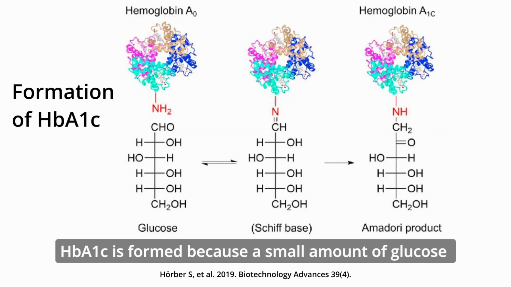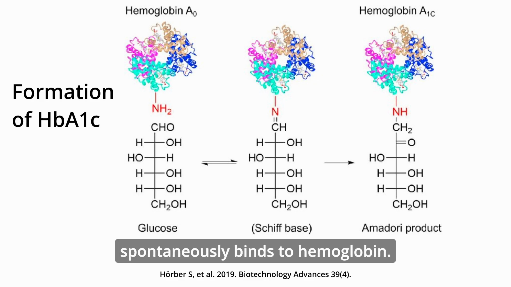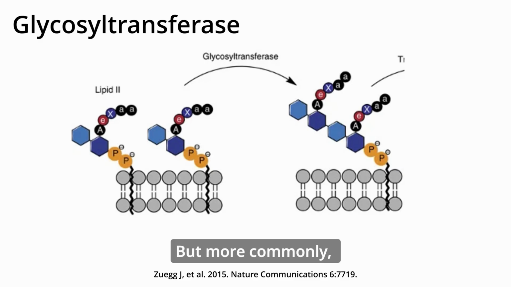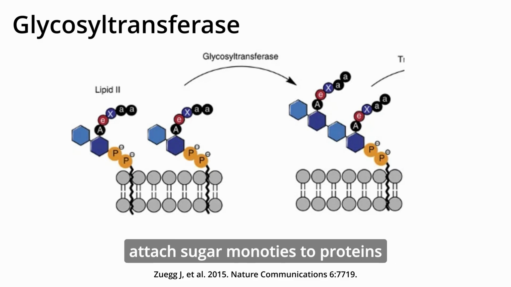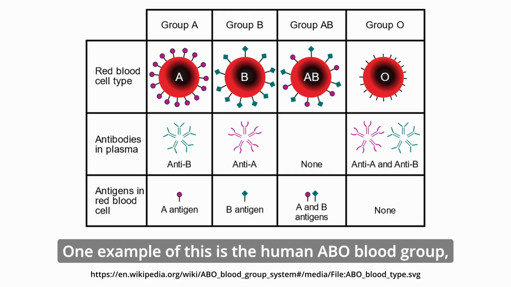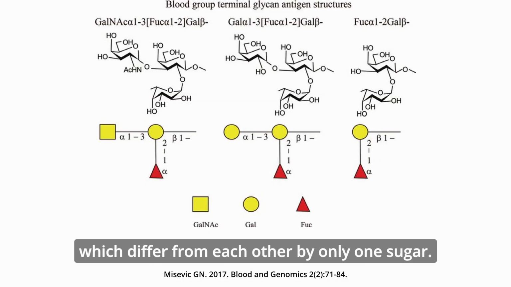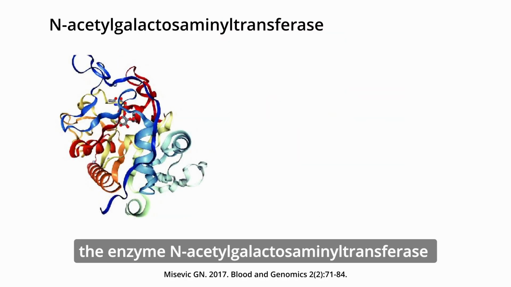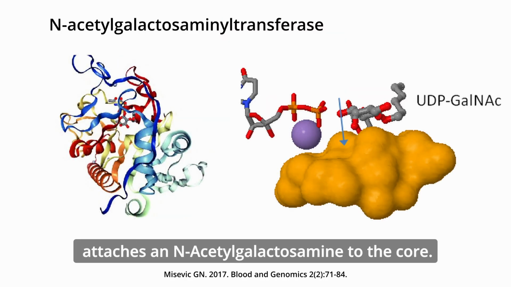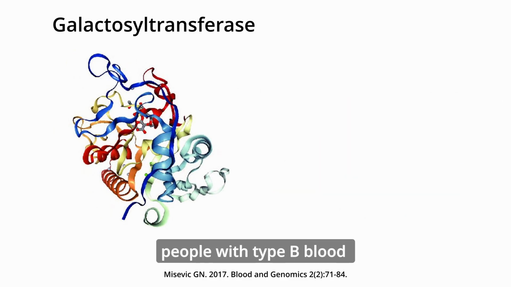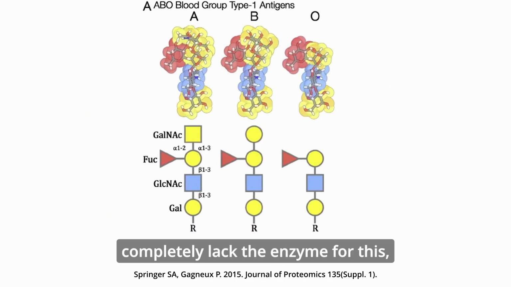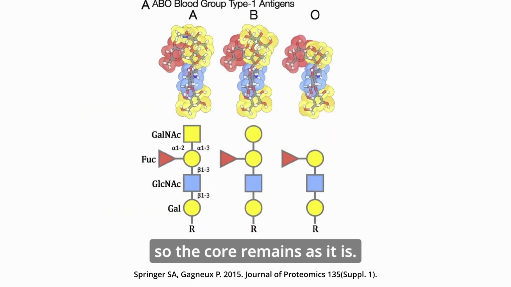HbA1c is formed because a small amount of glucose spontaneously binds to hemoglobin. In this case, we say that the hemoglobin is glycated because there's no enzymes involved. But more commonly, enzymes called glycosyltransferases attach sugar moieties to proteins in the process of glycosylation. One example of this is the human ABO blood group, which differ from each other by only one sugar. All 3 share the same core, but in people with type A blood, the enzyme N-acetylgalactosaminyltransferase attaches an N-acetylgalactosamine to the core. Conversely, people with type B blood have a galactosyltransferase that transfers galactose instead, and people with type O blood completely lack the enzyme for this, so the core remains as it is.